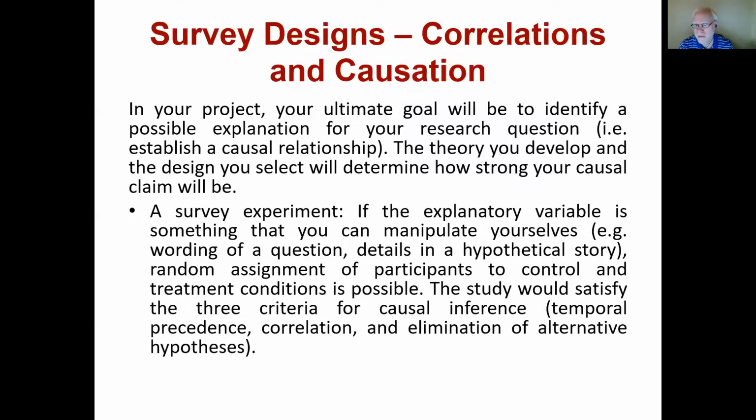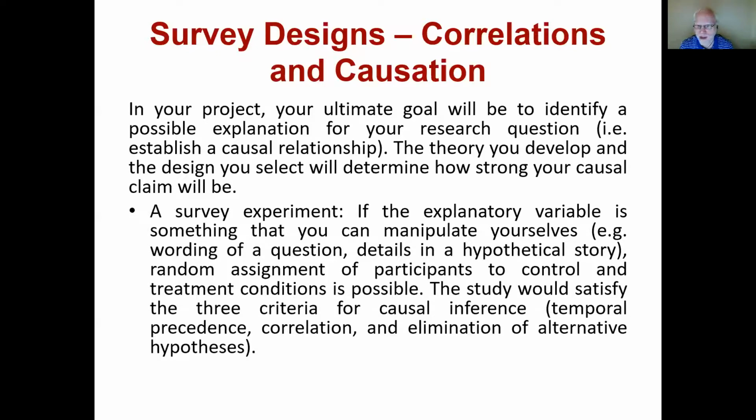Because remember, when we looked at the different types of designs, experiments are very strong at being able to make causal claims. Non-experimental designs are much weaker in being able to make causal claims. There's some, like process tracing, that can make fairly strong causal claims, but you're not really going to be doing process tracing here. But most of the non-experimental designs suffer because they're not able to establish temporal precedence, or they're not able to eliminate alternative explanations.